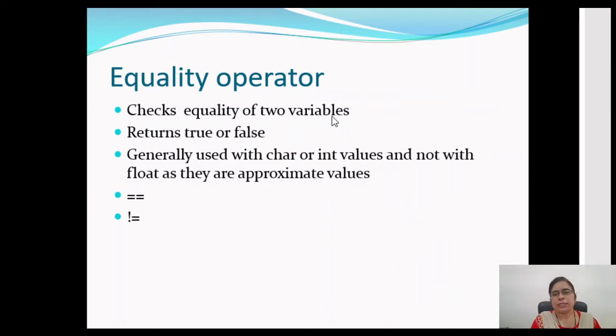So basically, they check the equality of two variables. These operators also return either true or false depending on the result, and they are generally used with character or integer values and not with float, as they are approximate values. What do we mean by this?